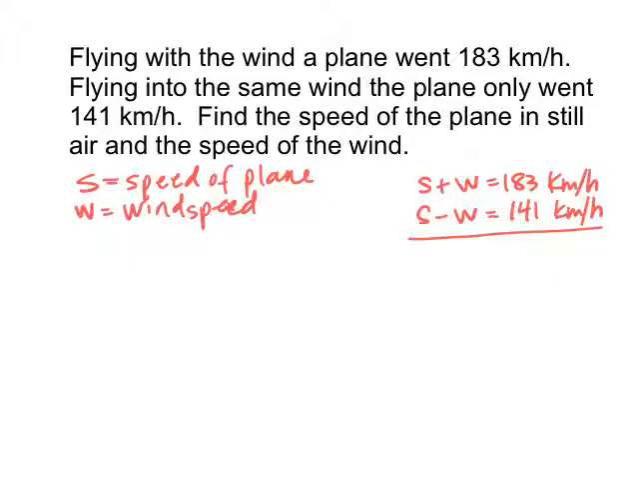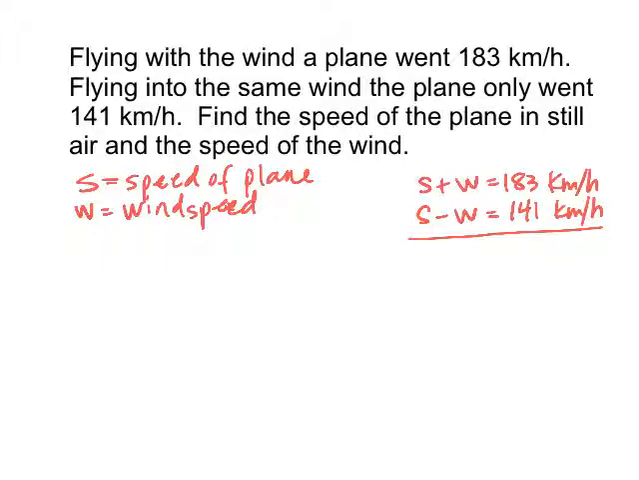So my two variables are the speed of the plane, and that's kind of the speed relative to the ground, and then the wind speed. So with the wind, it's the speed of the plane plus the wind speed. And against the wind, it's the speed of the plane minus the wind speed. This is assuming the wind is head on to the plane or right at the tail.